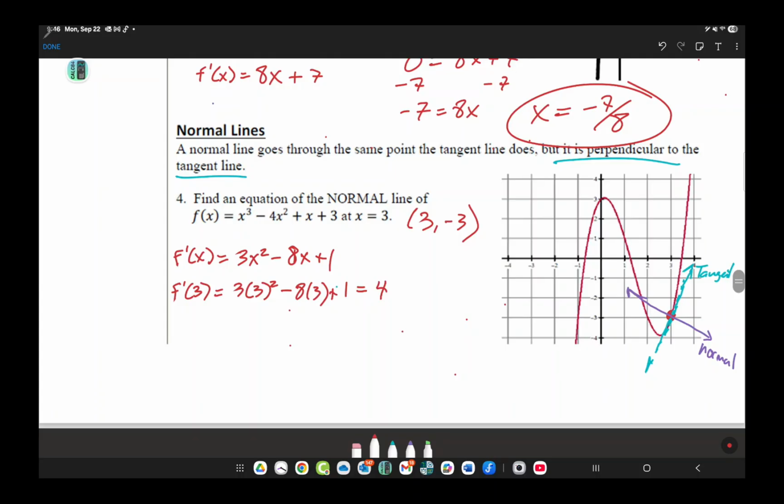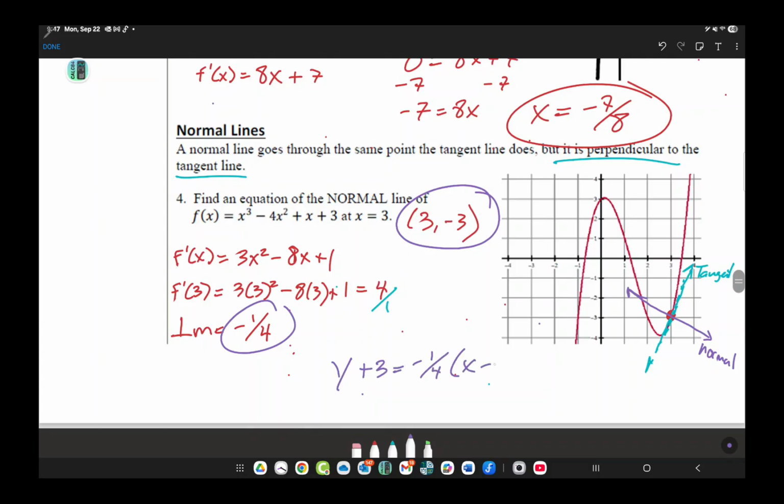All right. Now, this right here is the slope of the tangent line. What's my perpendicular slope going to be? Negative 1/4. It's not a fraction, so make it a fraction by putting it over 1, change the sign, flip the fraction. Perpendicular slopes, change the sign, flip the fraction. Now, I only have to put this in point slope form. I have my point, I have my slope. Y plus 3 is equal to negative 1/4 times x minus 3.